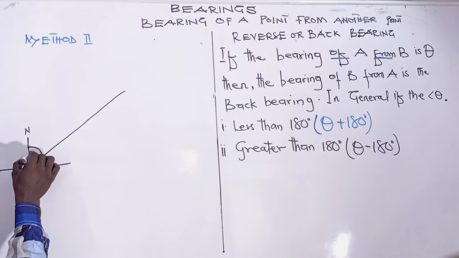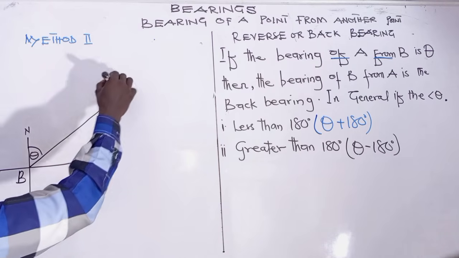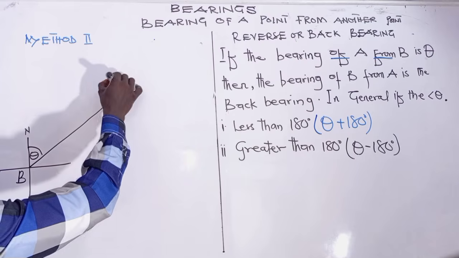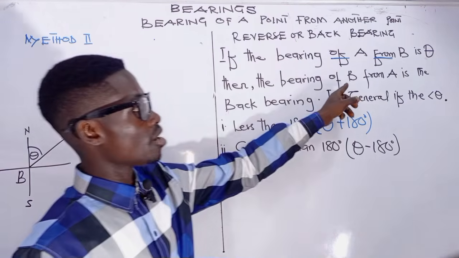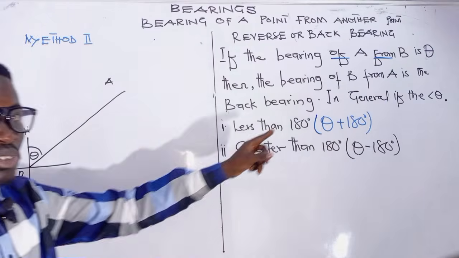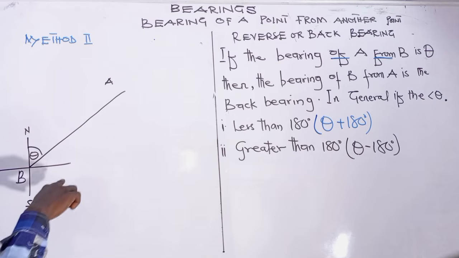So the angle here is angle theta. We are saying of A from B, so "from" is going to be here, and the "of" is going to be here. Now I want to find the bearing of B from A, which is the back bearing.